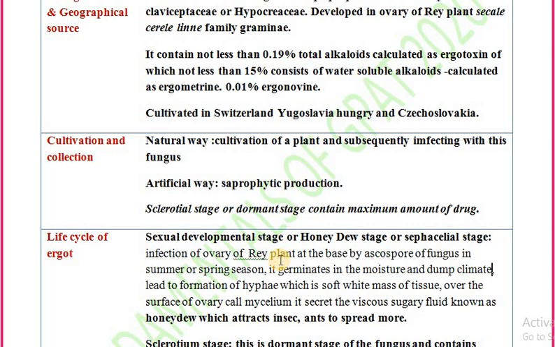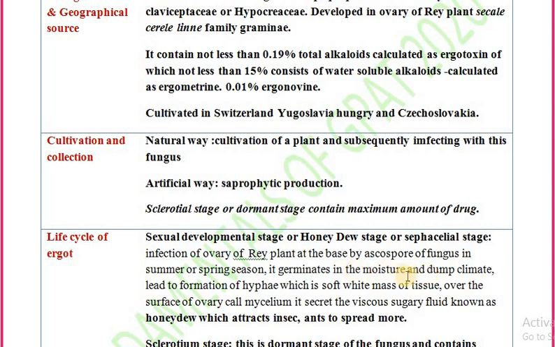First one is the sexual development stage, also known as the honeydew stage or sphacelial stage. In this stage, there is infection of the ovary of the rye plant at the base of the ovary by ascospores, that is the fungus, which occurs in summer or spring season.